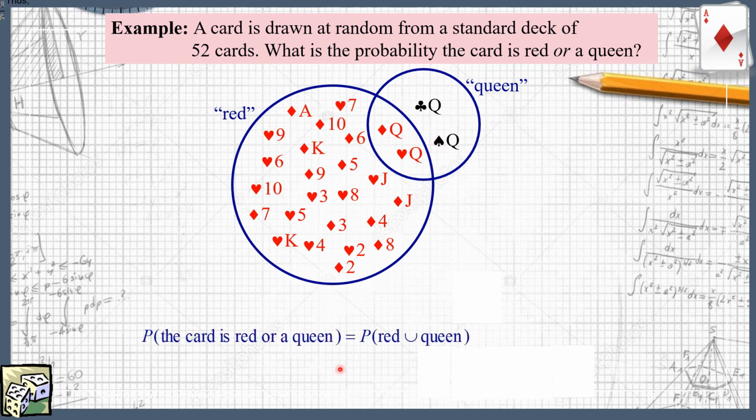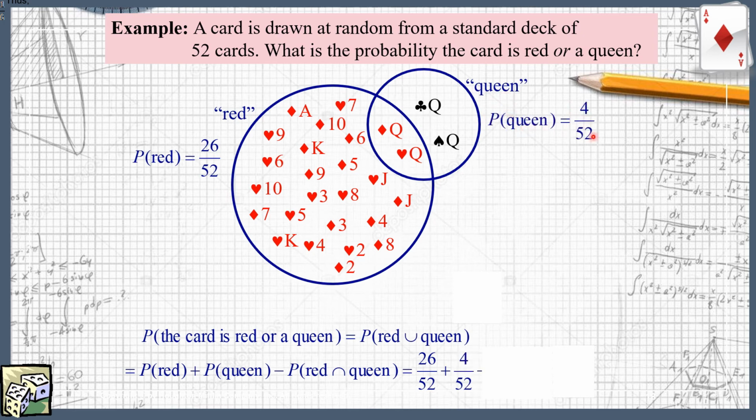So, ang kailangan nating isolve is the probability that the card is red or queen, or probability of red union queen. Ang formula na gagamitin natin is probability of getting red plus probability of getting queen minus probability of red intersection queen, o yung queen na red or red na queen. So, ilan ba yung probability na red, that is 26 over 52? Hindi na muna natin siya ilo-lowest term. Ilan yung probability na queen, that is 4 over 52?